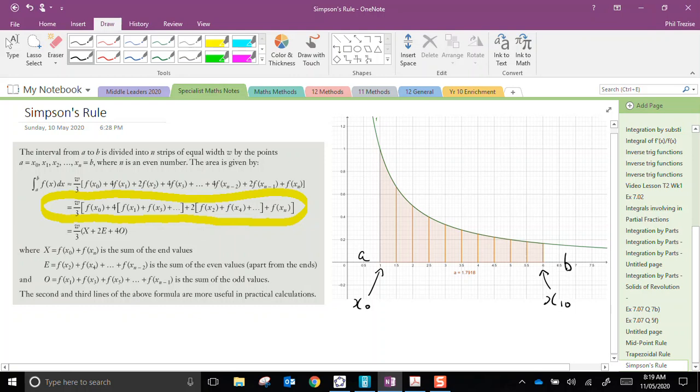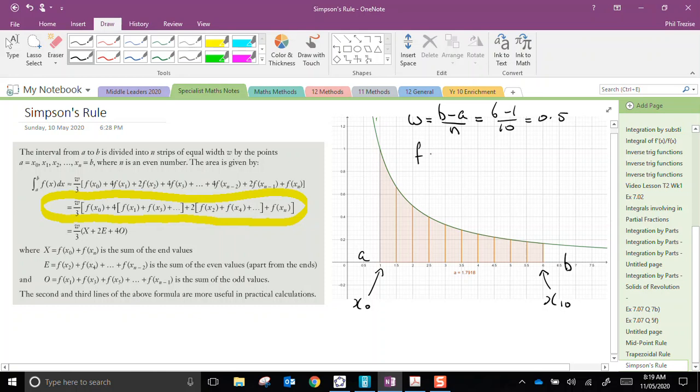As with all of the other rules, we would first start by looking at the width of our little partitions here. So it's the upper limit, subtract the lower limit, divided by n, and in our case we have 6 take 1 over 10, so the width of each of these is 0.5. Now w appears at the start of Simpson's rule here, so it's important to calculate w like that.